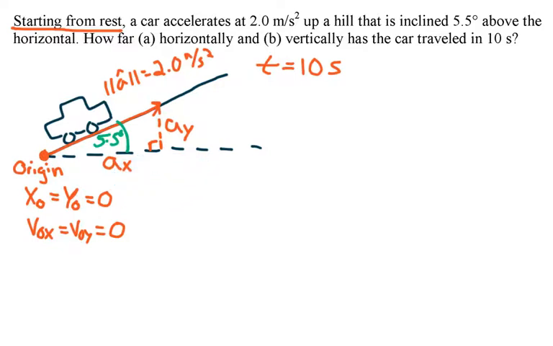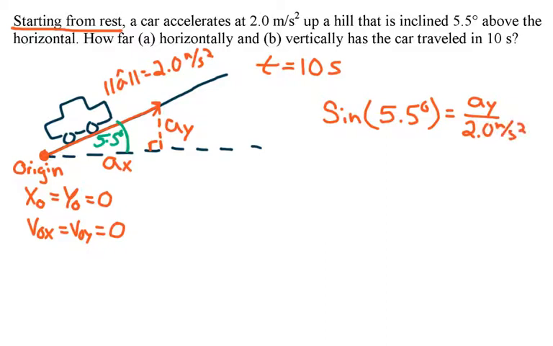Now, it's just some basic trig to solve for both sides of my triangle. We'll start by doing sine of theta, which in this case is 5.5 degrees. So sine of 5.5 degrees is equal to the opposite side, so a sub y in this case, divided by the hypotenuse, which is our 2.0 meters per second squared.